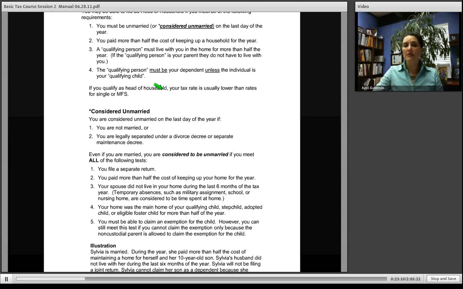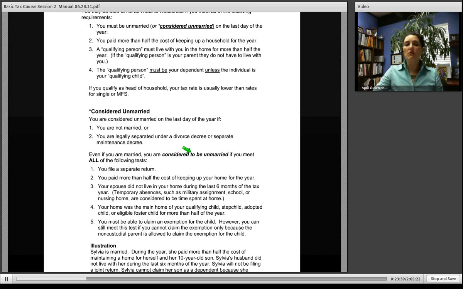So what does this considered unmarried mean? Well, it's a very important definition and you have to know it. You have to know it as a tax professional and you have to know it if you want to pass government-administered tax preparer examinations. So what is considered unmarried? Well, you are considered unmarried on the last day of the year if you are not married or you are legally separated under a divorce decree or separate maintenance decree.